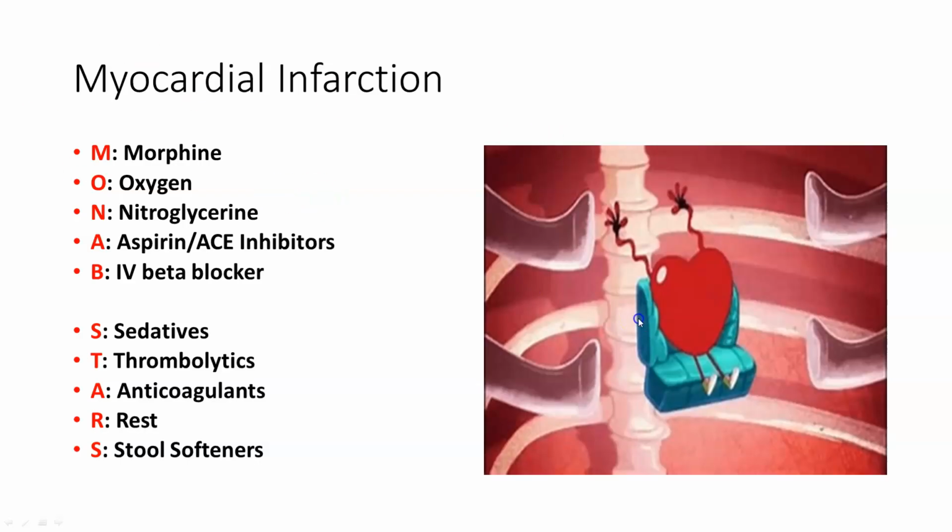So again, just kind of how we think about it: morphine, oxygen, nitrogen, aspirin. You see we've now included the ACE inhibitor as part of the aspirin. Again, the ACE inhibitor is going to help prevent remodeling. And then a beta blocker, an IV beta blocker initially if we have issues with tachyarrhythmias. Sedatives, thrombolytics, anticoagulants, rest, cluster care.